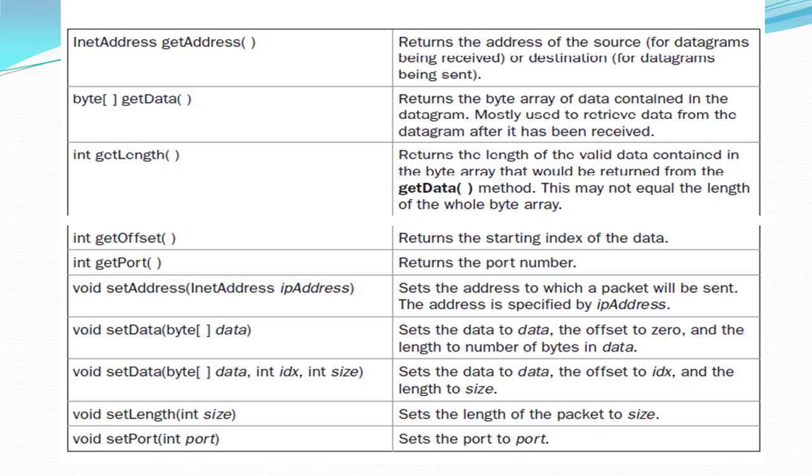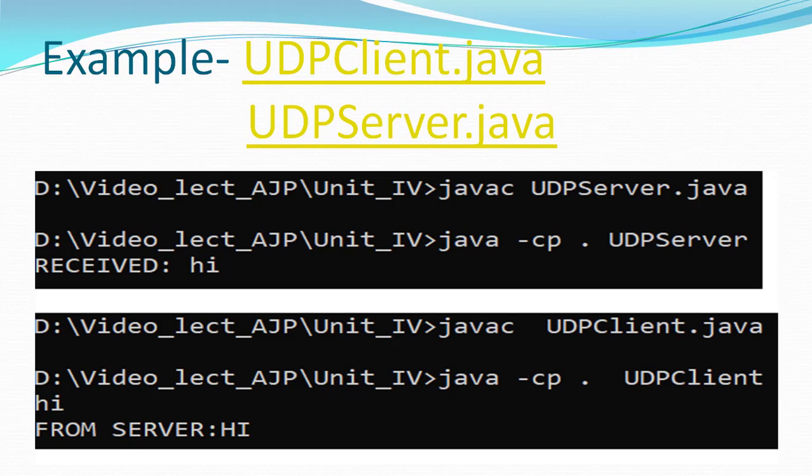Next method, void setLength(int size) sets the length of the packet to size. void setPort(int port) sets the port to port. These methods are there. See the examples, UDPClient.java and UDPServer.java. Whenever we are considering these two examples, server and client, first we need to compile both, and after that first execute the server program, then execute the client program. Keep this in mind.